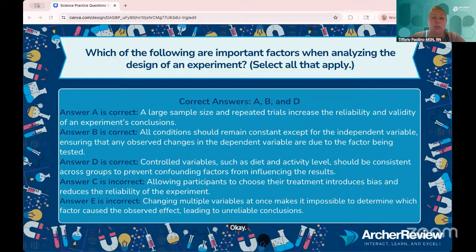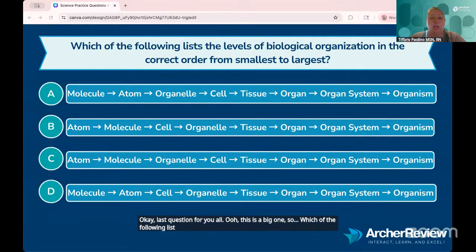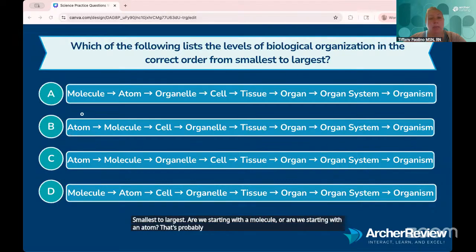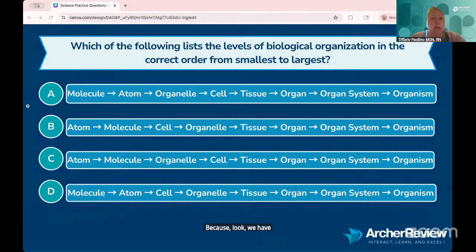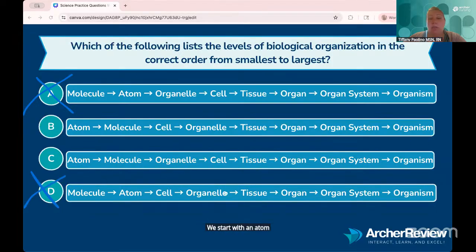Okay, last question for you all. Ooh, this is a big one. So, which of the following lists of levels of biological organisms is correct from smallest to largest? Smallest to largest. Are we starting with a molecule or are we starting with an atom? That's probably something you want to think about. And then we can kind of take it from there. Because look, we have two answers that start with a molecule and two answers that start with an atom. So if we don't start with a molecule, we start with an atom. So that cancels these two out first, no matter what.